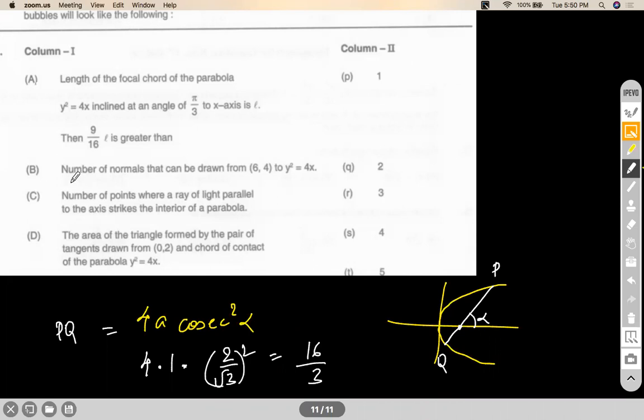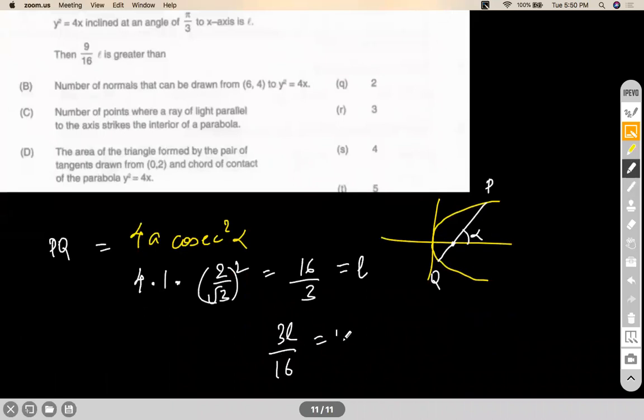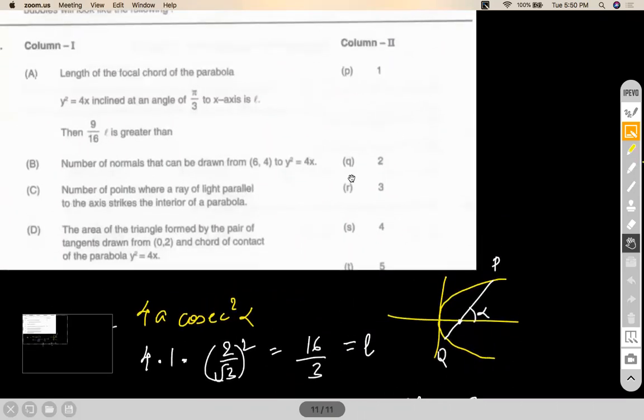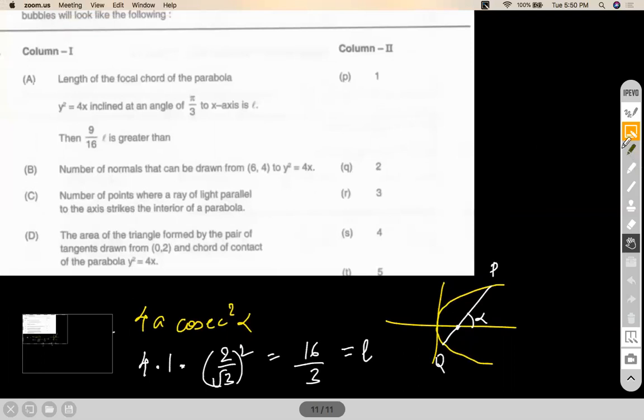So the length of the focal chord inclined at this angle is L. They want to find out 9L by 16. So 3L by 16 is 1, and 9L by 16 is going to be 3 for sure. So it is greater than only P and Q. So A will match to P and Q.